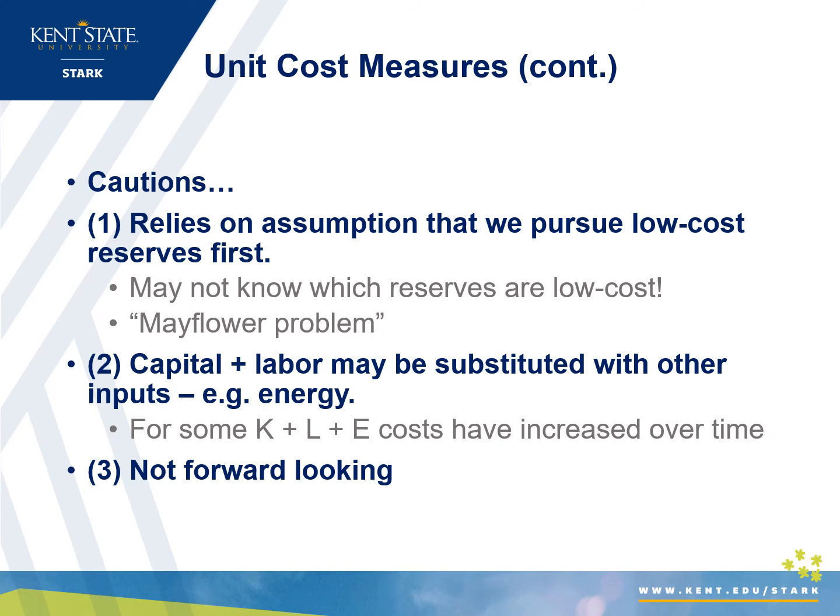Another issue with this is that it doesn't really have a forward-looking component to it, right? So it's not really thinking about what's going to happen in the future. You can't predict that. Rather, we're just tracking what happened in the past, right? So we are comparing unit costs now with unit costs last year or last decade or 50 years ago, right? So this does allow us to tell how we're moving, but doesn't really predict how we're going to move in the future.